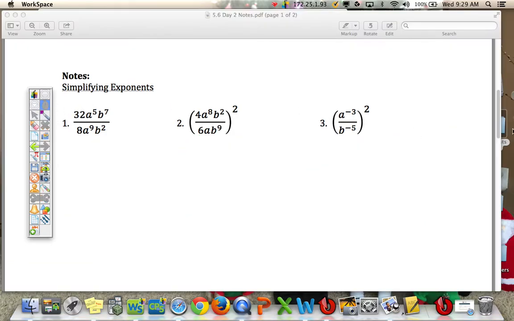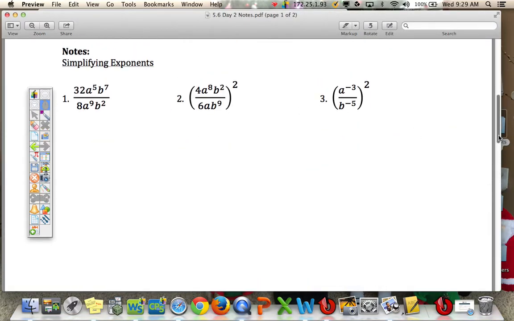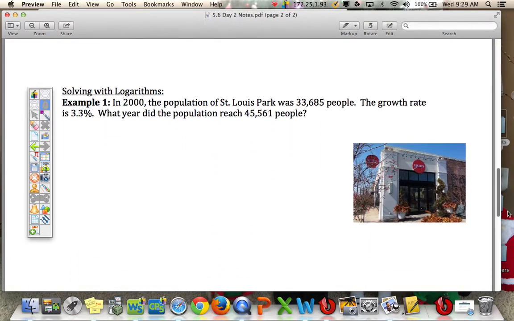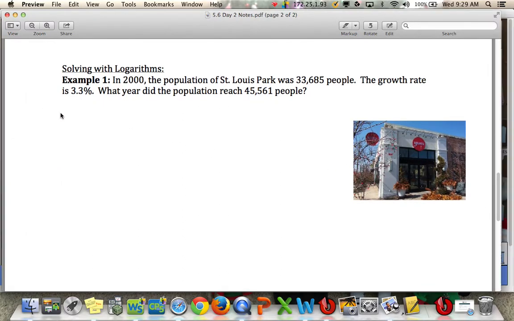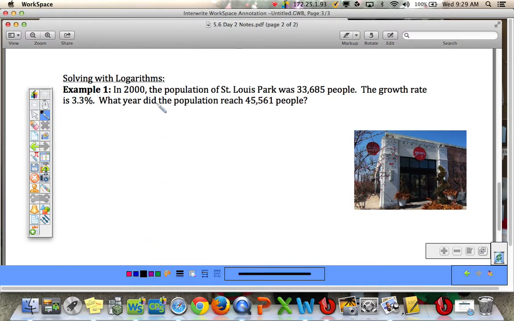So that's a review. We're going to go now to examples of solving with logs, 2 more examples from what we did yesterday. In 2000, the population of St. Louis Park was 33,685. The growth rate is 3.3% per year. When did the population reach 45,561?